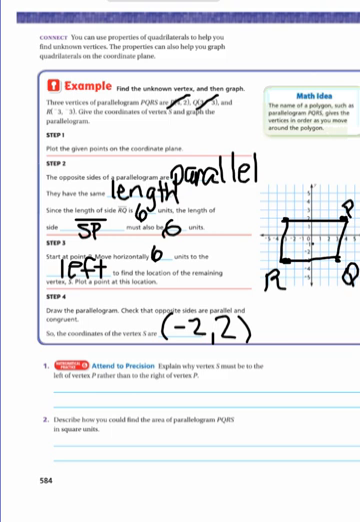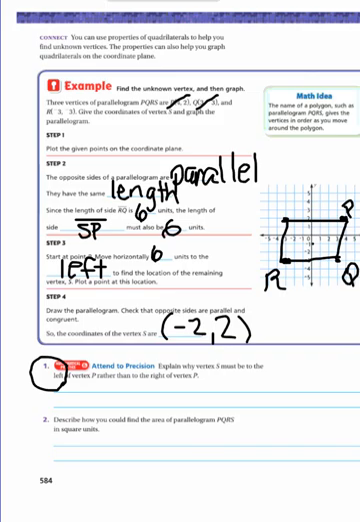Number 1, mathematical practice. Explain why vertex S must be to the left of vertex P rather than to the right of vertex P. So I'm right here. I'm going to go ahead and add another page so I can have room to write out the entire answer for you guys. So we're on number 1, attend to precision.